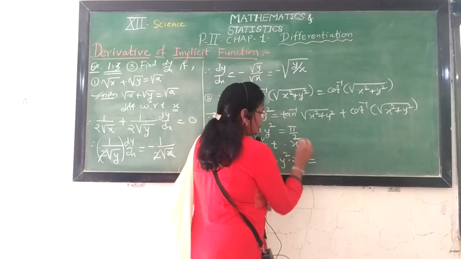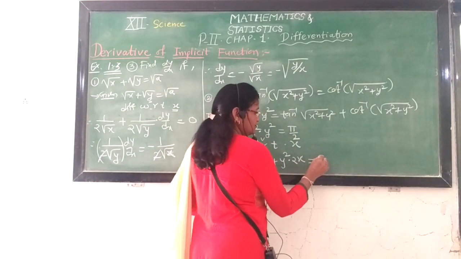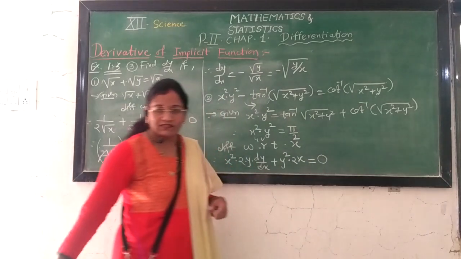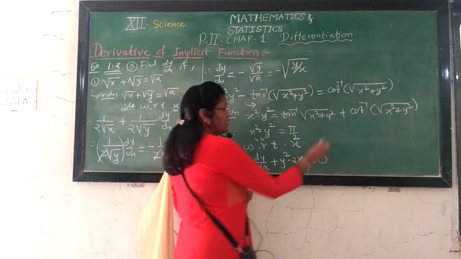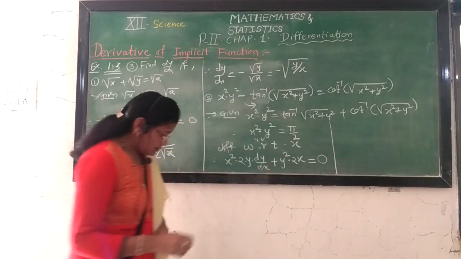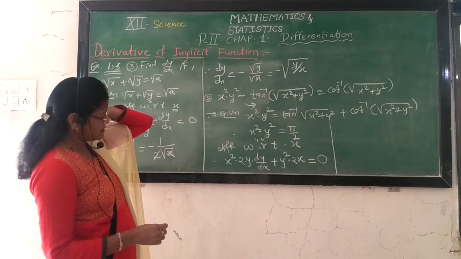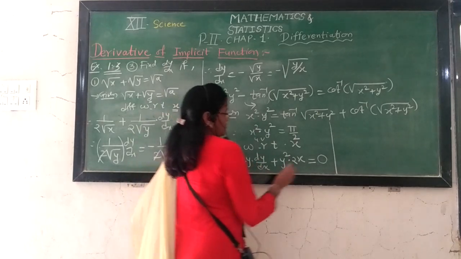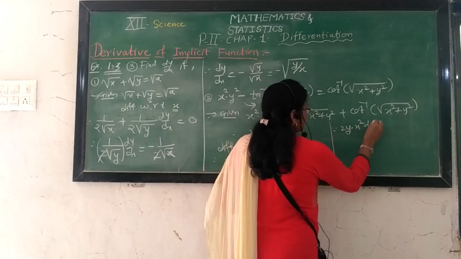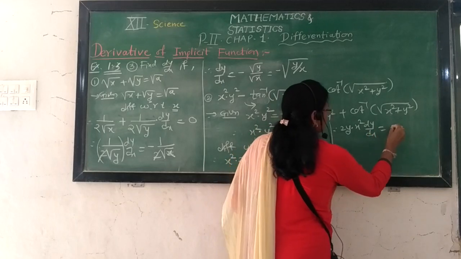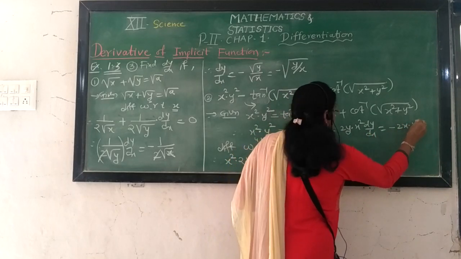And for the right side, what is the derivative of pi by 2? Pi by 2 is constant, so the derivative of pi by 2 is 0. Now to find the value of dy by dx, we take the coefficient of dy by dx, which is 2y x square dy by dx, and that is equal to minus 2x into y.